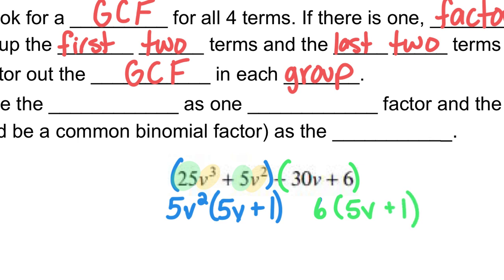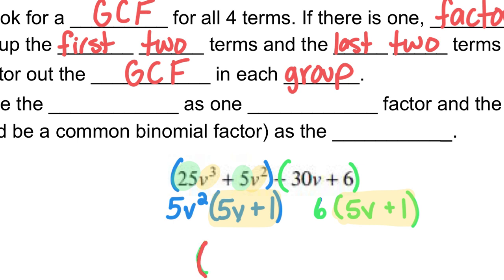Now, if you do this correctly, you should always end up in this situation where you now have a common binomial factor. The thing in parentheses should always match. If it doesn't, then you've probably done something wrong, or it may be that you can't solve that problem with grouping. So I now have a common binomial factor, which means I can use the common binomial factor method to finish this off. So I'm basically combining my GCF method, which is what I've done here. And now I'm going to use my common binomial factor method to write my final answer to this.